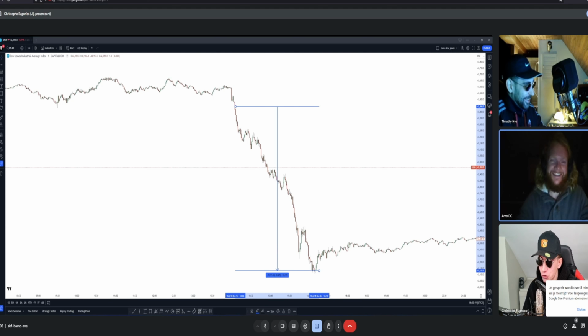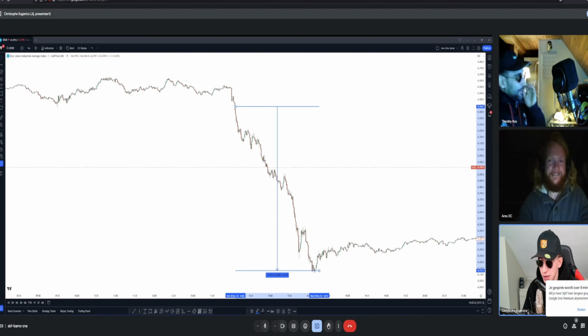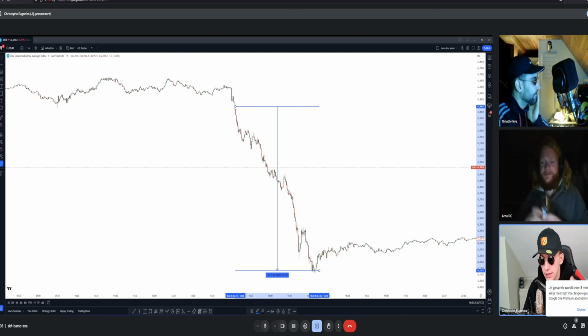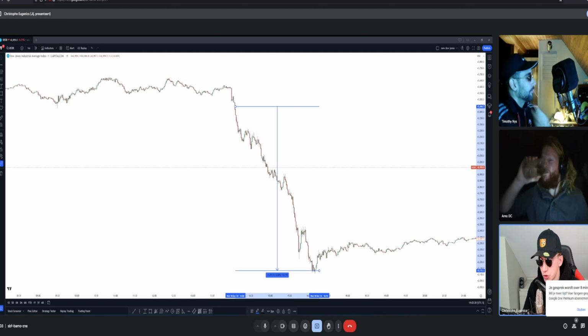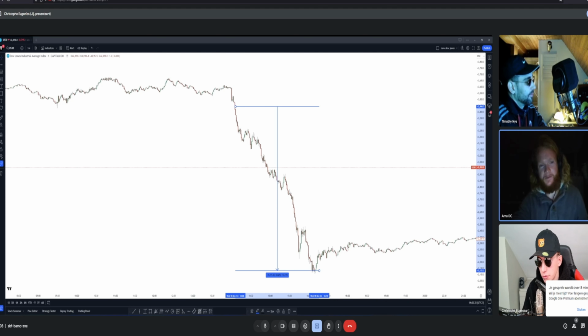Now you have multiplied your account a few times in one trade. You could have been trading on your MetaTrader account with $100, or a few hundred, it doesn't matter. I'm just showing an example. You go in with a one lot size and you make 1,300. Now you have multiplied your account a few times in one trade.